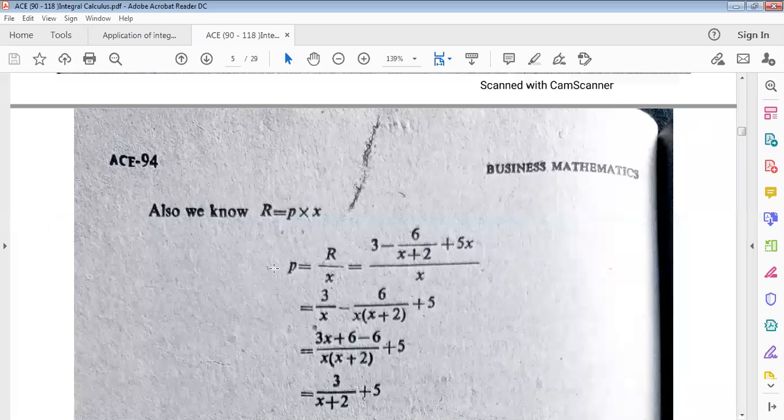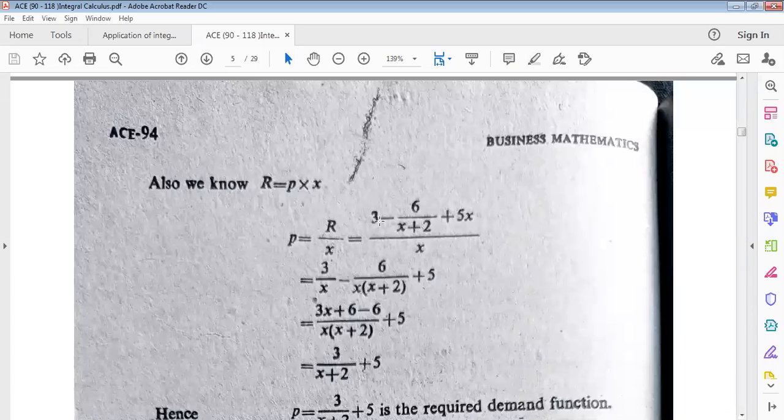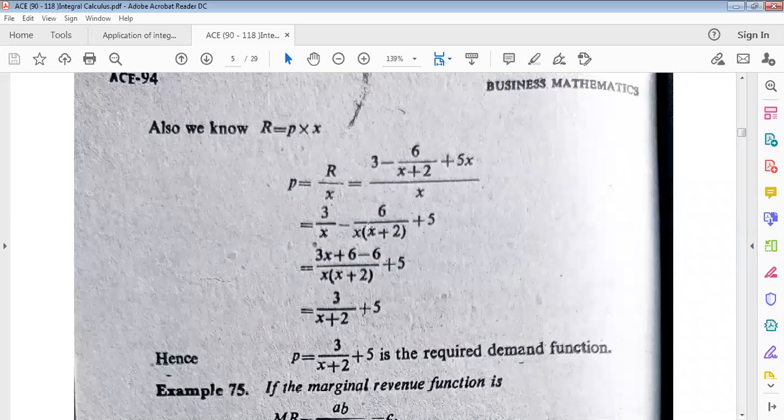So p, our demand function, equals r by x, right? Just dividing r by x, putting the value of r from here. This is the value of r divided by x. 3 divided by x, and 5x divided by x, what? Only 5, x is cut. So after taking the LCM, least common multiple, x and x plus 2 will be the least common multiple. Then dividing with the denominator and multiplying with the numerator, we get this.